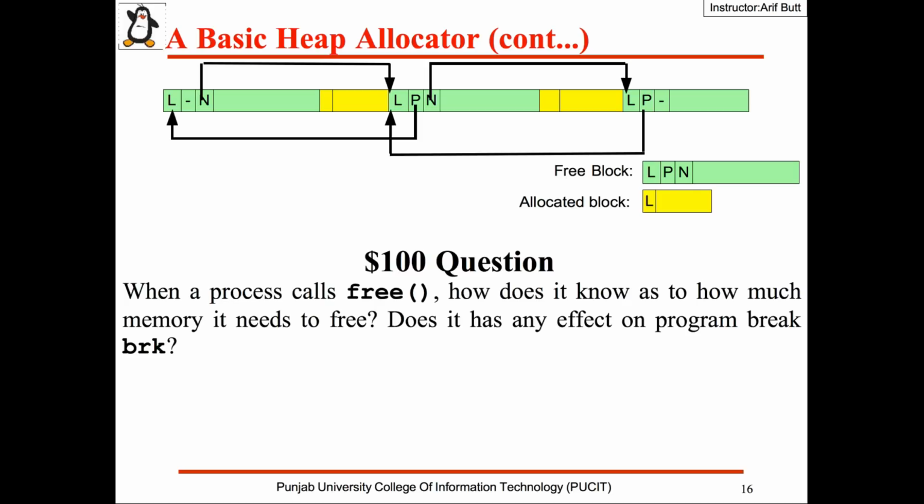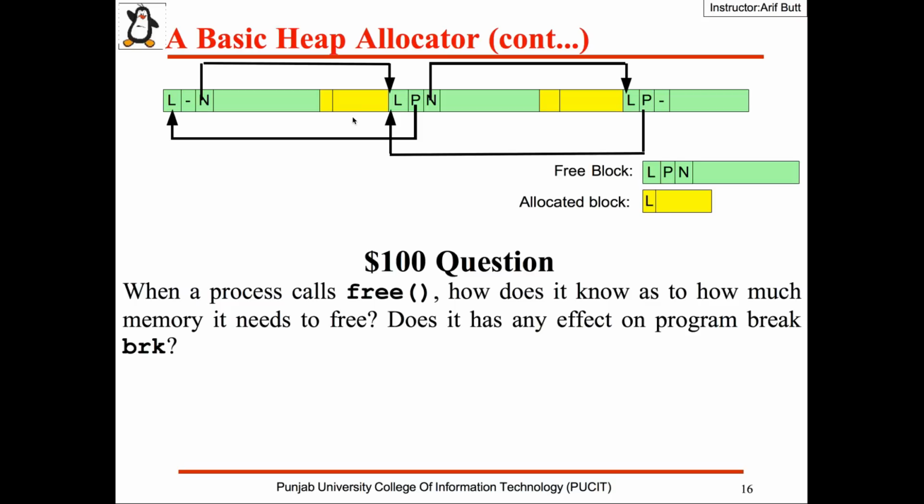Now another $100 question is, when a process calls free, how does it know how much memory it needs to free? Does it have any effect on the program break? Well, remember, when you call malloc, the address returned is, suppose, this one, and you call free on this address. The 8 bytes immediately before this address contain the size of this block. And this is the value with which free is called. This is how free comes to know how much memory it needs to free, and makes this allocated block a free block later on.